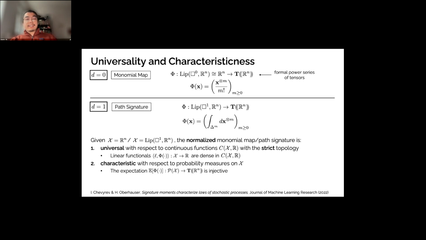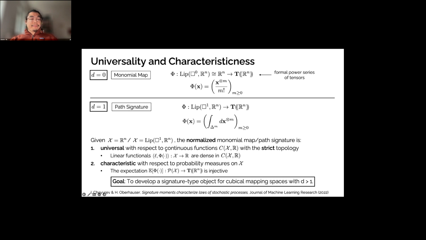It's also characteristic with respect to probability measures. And so this implies that we can characterize the laws of random variables either on Rn or on path space. So a probability measure on the path space can be thought of, in this case, as a stochastic process with Lipschitz samples. And our goal is to develop this signature type object for cubical mapping spaces in the case of d greater than 1.